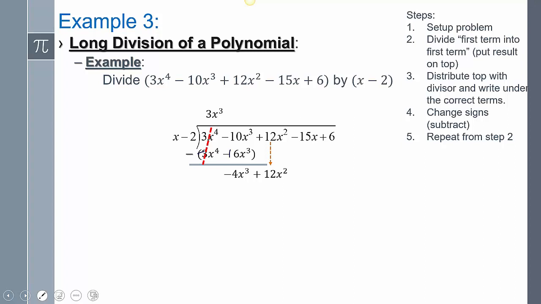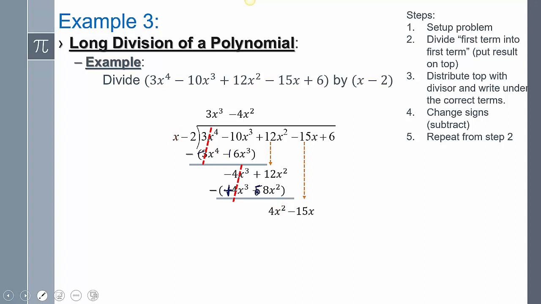The reason why I like bringing down all of them is because if this changes, like let's say this is longer, you're going to need more of these down there. And so I usually just bring them all down just because. So repeat. X goes into minus 4x cubed, negative 4x squared times. Distribute. Subtract. So that negative distributes. So that'll become a positive, and that'll become a negative. So subtracting, that's going to cancel. And then 12x minus 8x is 4x squared. Bring down the next value.